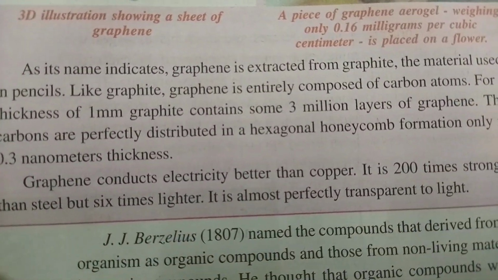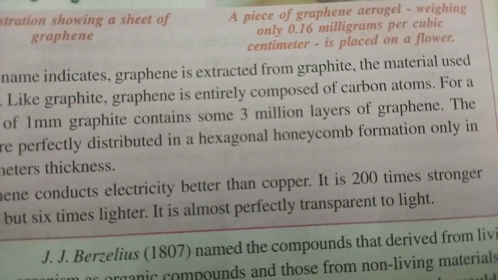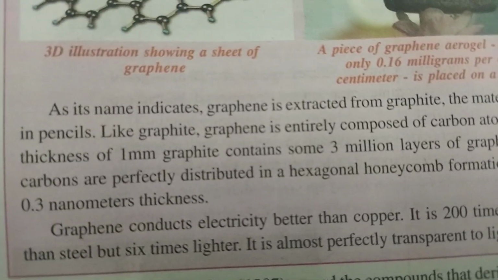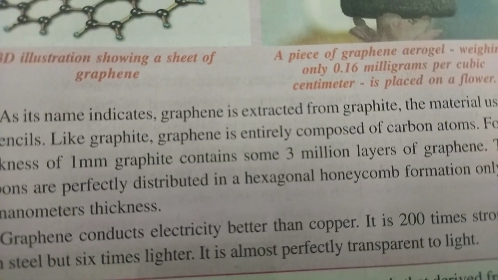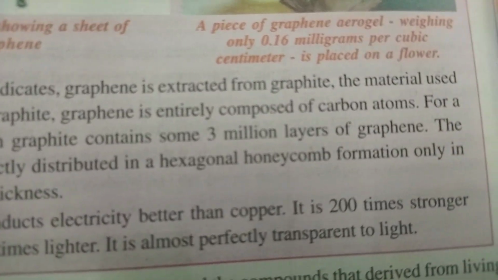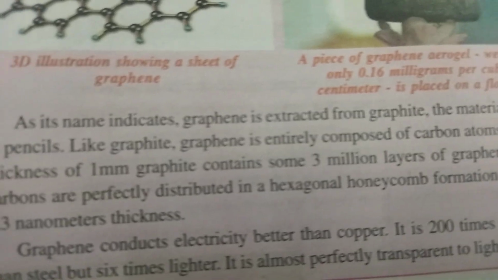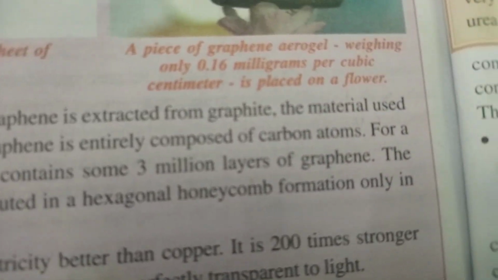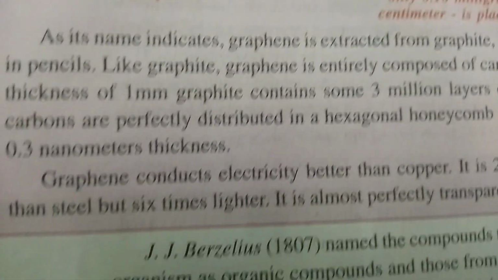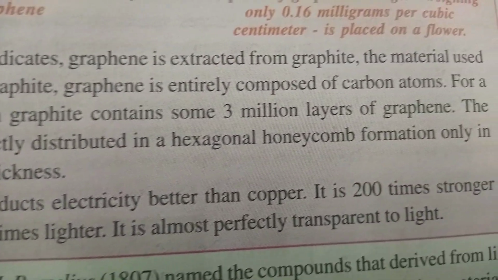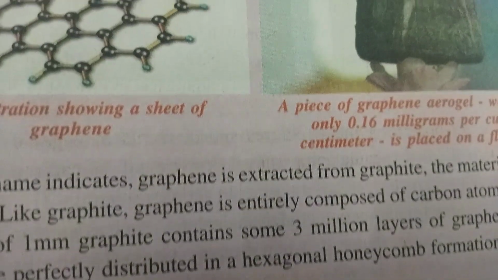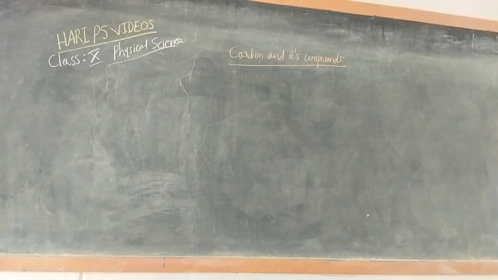As its name indicates, graphene is extracted from graphite, the material used in pencils. Like graphite, graphene is entirely composed of carbon atoms. For a thickness of 1 millimeter, graphite contains some 3 million layers of graphene. Graphene is another allotropic form of carbon, right?